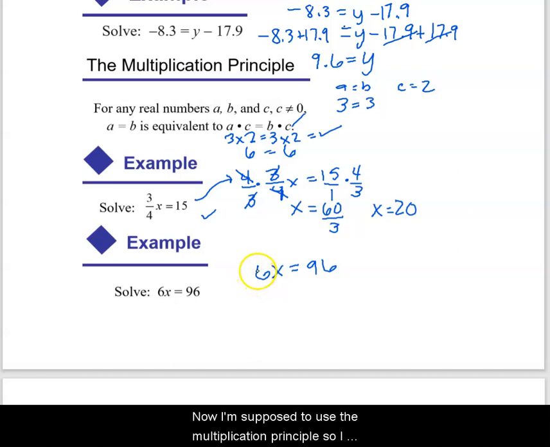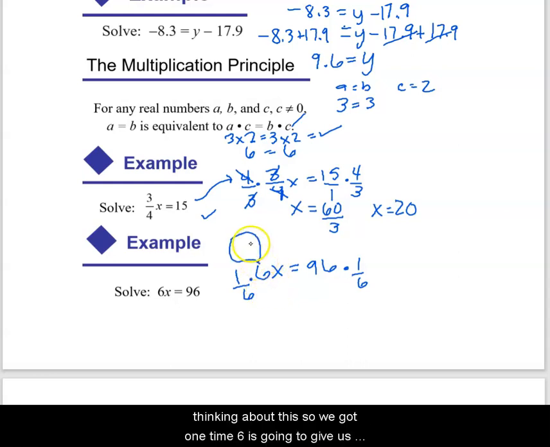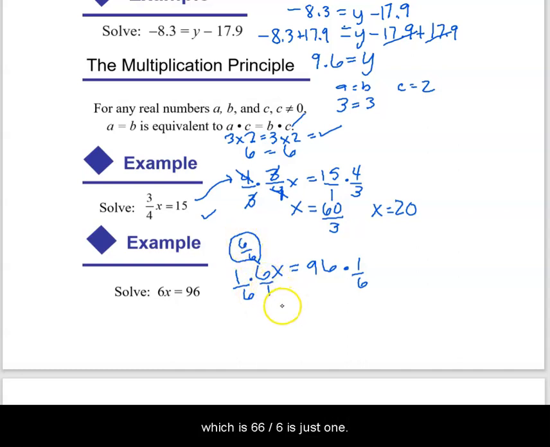Okay, 6x is equal to 96. Now, I'm supposed to use the multiplication principle. So I need to get rid of a 6. The only way I can get rid of a 6 is to multiply by 1 over 6 or divide by 6. Because what's going to happen is 1 times 6 is going to give me 6 on the top. Let me just draw, thinking about this. So we've got 1 times 6 is going to give us 6. And on the bottom, we would also have 6 times 1, which is 6. 6 over 6 is just 1. And 1x is just x.